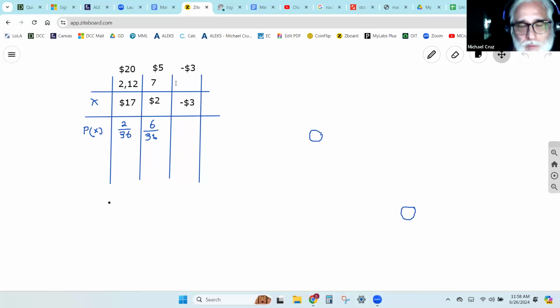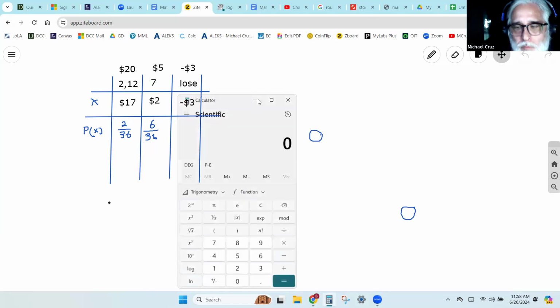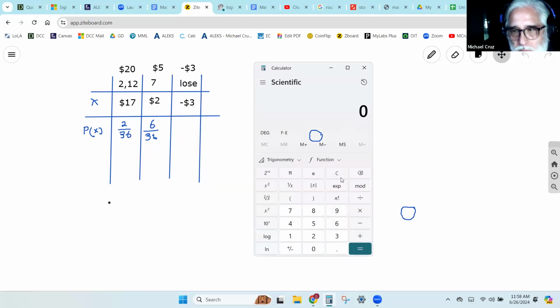And now 6 and 8. 6 and 2 is 8. So those right there are the only winners. There's 8 winners. 36 minus 8 is 28. So 28 losers in that set of dice. 6 will win you the $2 net, and 2 of them will win you the $17 net.